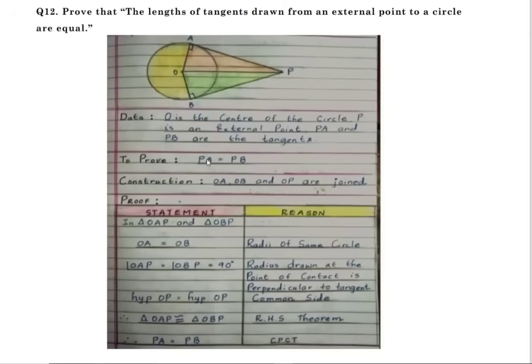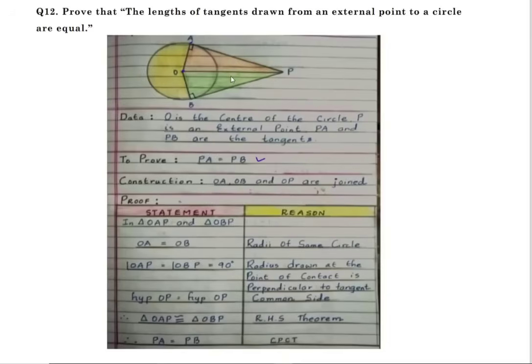So to prove, what do we need to prove? We need to prove that the lengths of the tangents from an external point to a circle are equal. That is, PA will be equal to PB. Now what is the construction I have done next? I have joined OA, OB and OP. This is the construction I have done to prove the theorem.